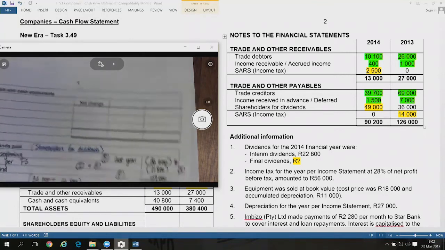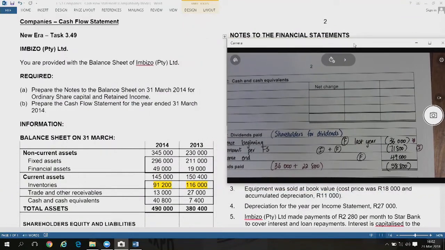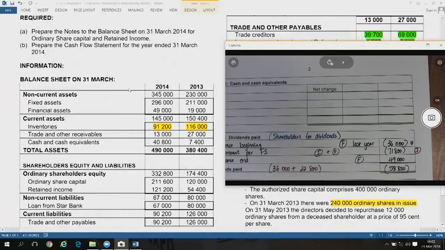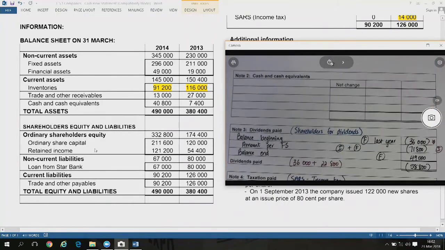Let's quickly go to note number 2. Cash and cash equivalents. Nothing is given to you. The bank was not in an overdraft. Where will you see the overdraft? You will see the overdraft there at the current liabilities. The bank is not in an overdraft.